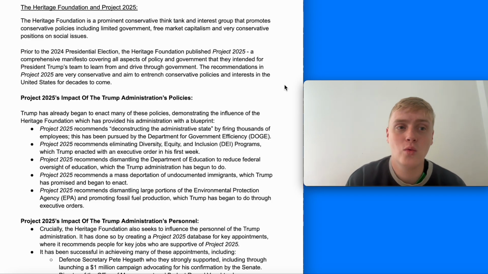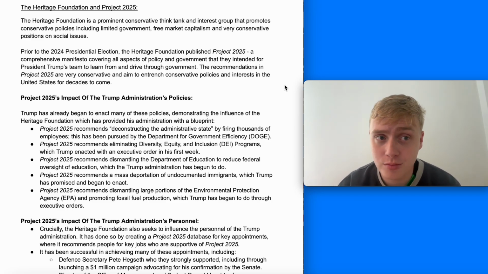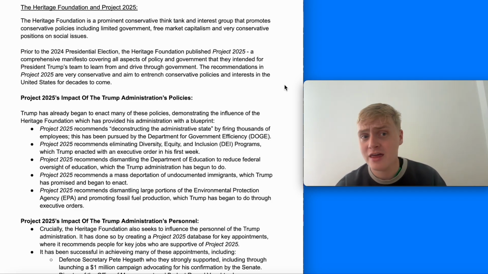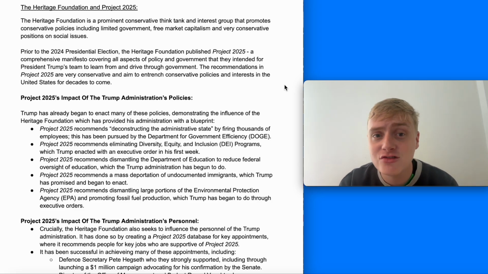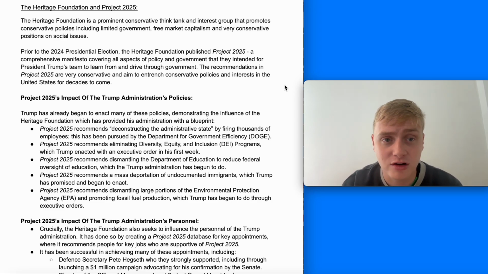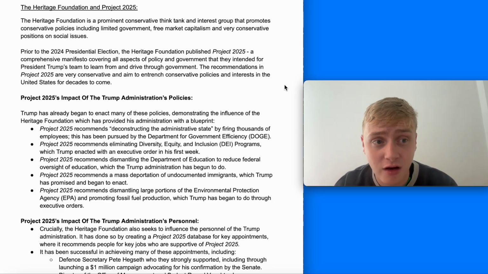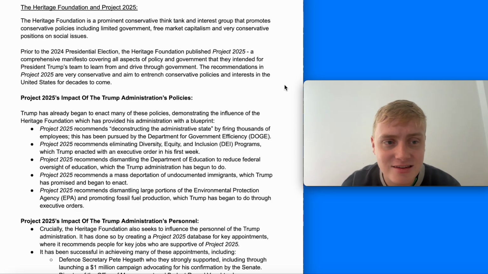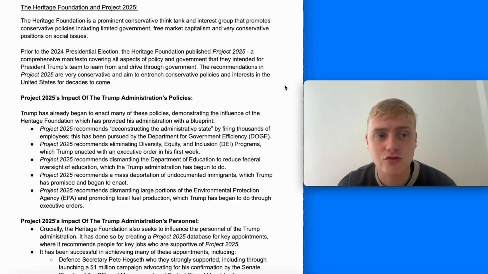The final example we're going to have a look at then is in relation to interest groups, and that's the example of the interest group, the Heritage Foundation, and their Project 2025, which I'm sure you've heard about. The Heritage Foundation is a prominent conservative think tank and interest group in the United States that promotes very conservative policies, including limited government, free market capitalism, and really conservative positions on social issues. And prior to the 2024 presidential election, it published Project 2025, which is effectively a manifesto covering all aspects of policy and government that they intended for President Trump's team to learn from and drive through government.